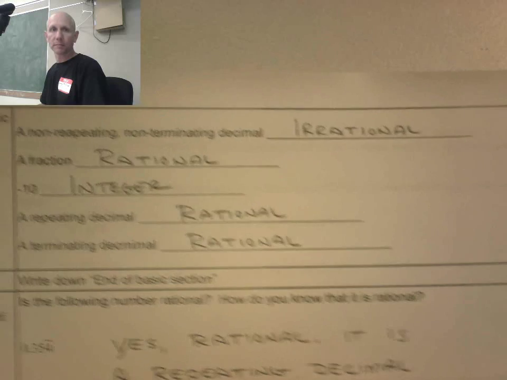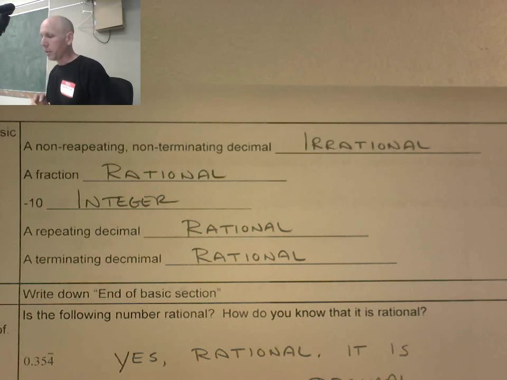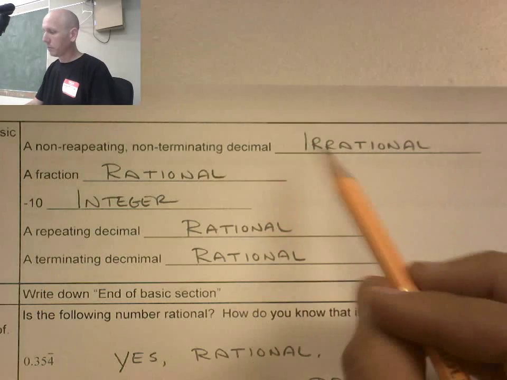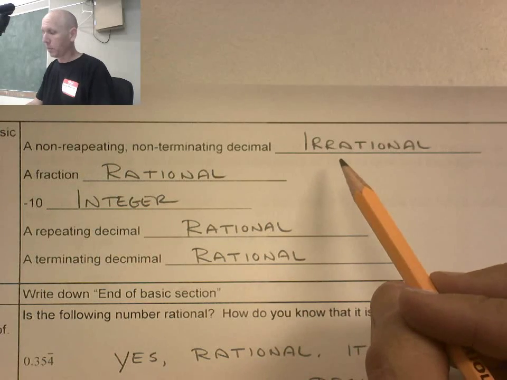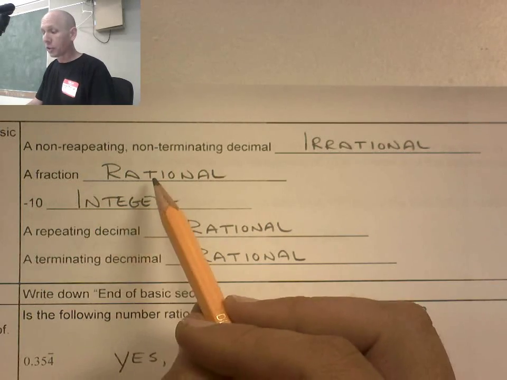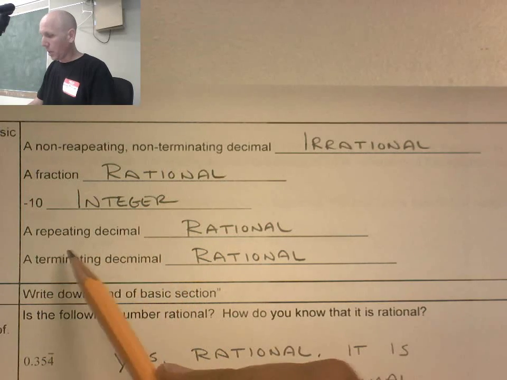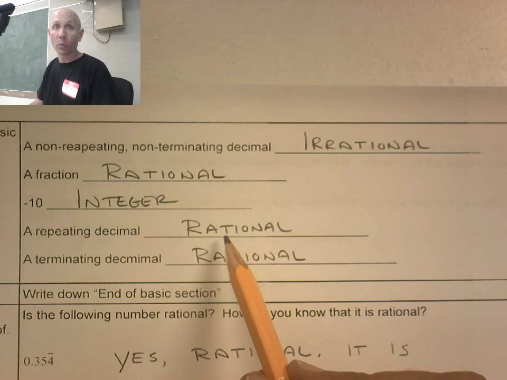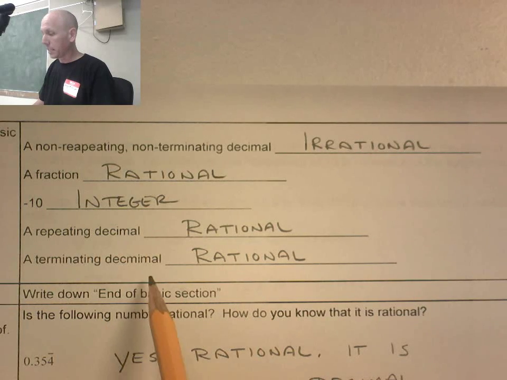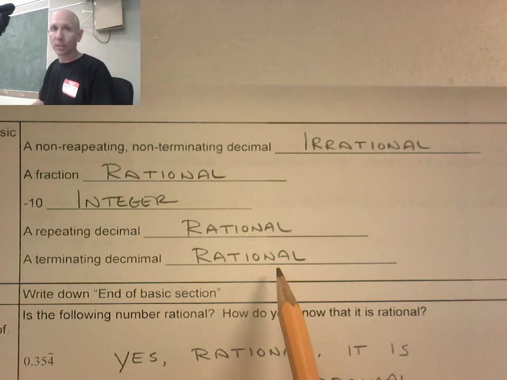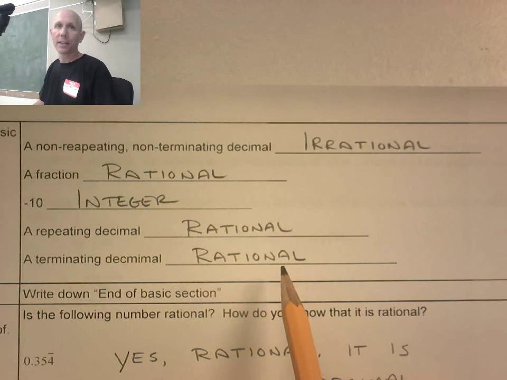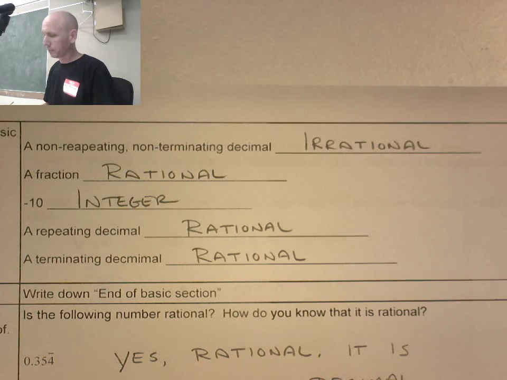The instructions for the next one are to classify these numbers based on the best number set. A non-repeating, non-terminating decimal is a good example of an irrational number. A fraction is rational. Negative 10 is an integer. A repeating decimal can be rational. A terminating decimal is also rational. So can you identify different types of numbers?